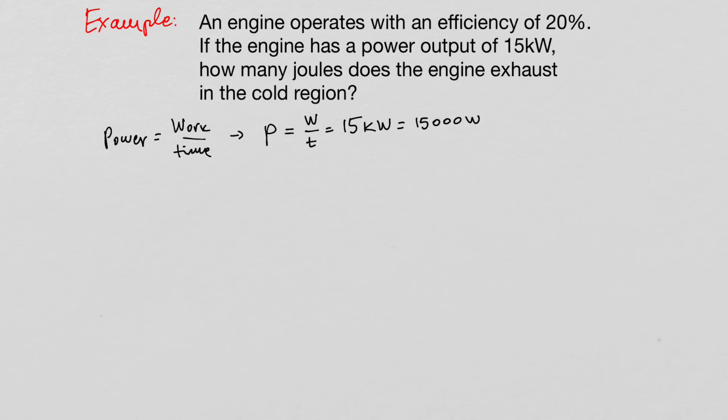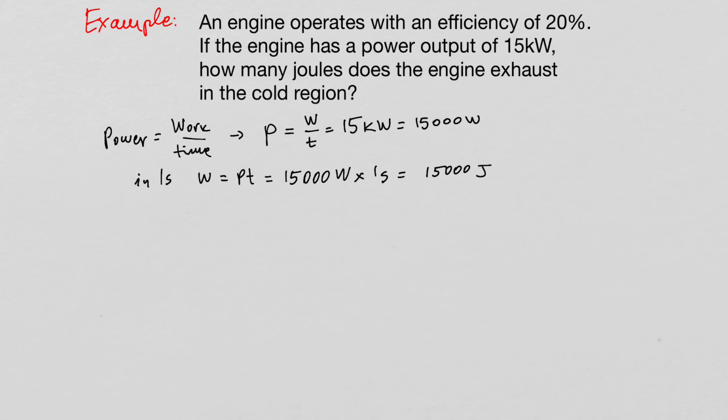So from here, I can calculate that in 1 second of time, the work output will be equal to the power times the time, so that will be 15,000 watts times 1 second, but this is 15,000 joules.